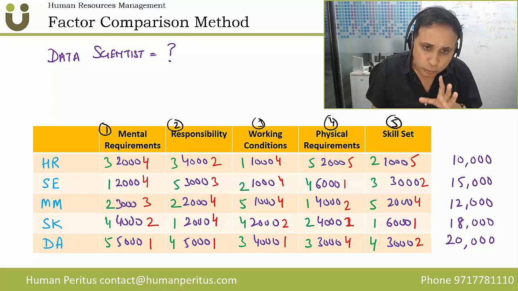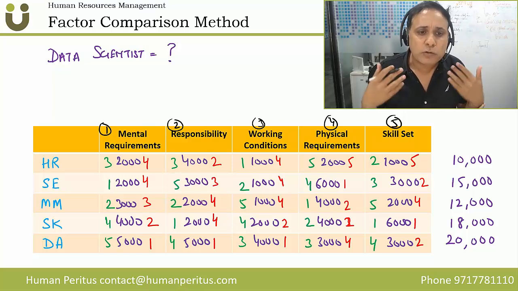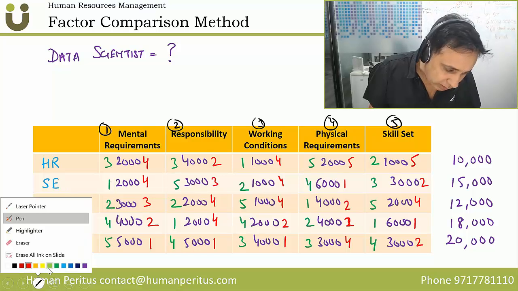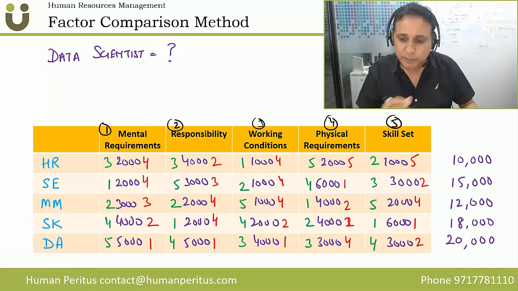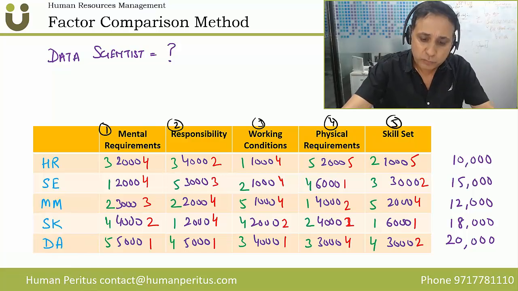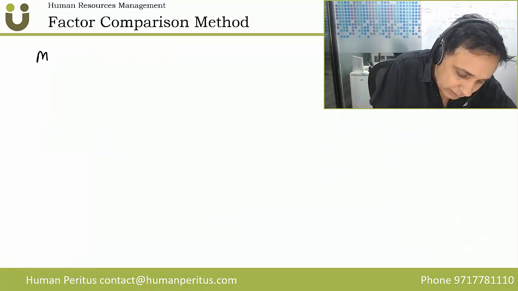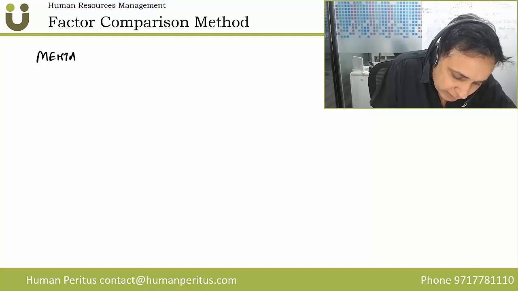So once you do that exercise, then you have to prepare your factor scales, or you can say factor comparison scale. How these scales are prepared, I'll show you. So you take your first skill. My first skill is mental requirement, right? Or the first factor is mental requirement.